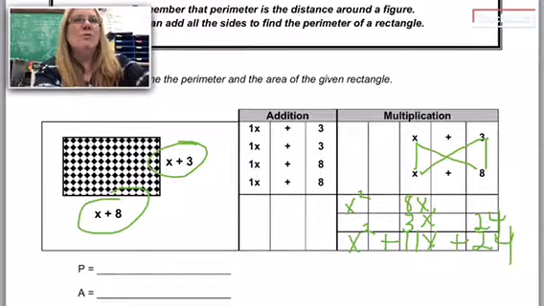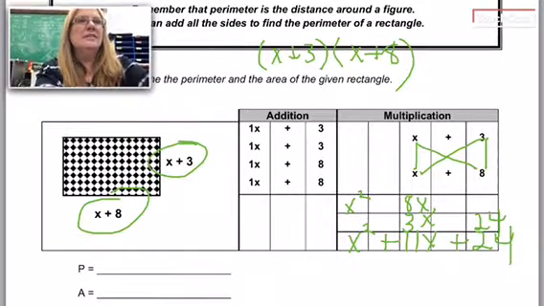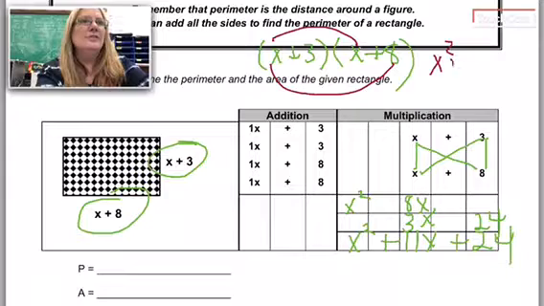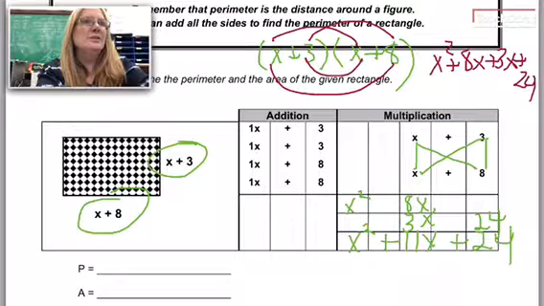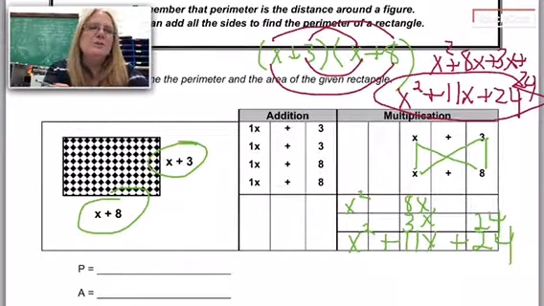Or again, use the FOIL method, which would be x plus 3 times x plus 8. First you get x squared, outer you get 8x, inner you get 3x, and then last 8 times 3 is 24, and then combine those middle two terms and you get x squared plus 11x plus 24. So the big idea is when you're multiplying binomials, you're either going to have to use the distributive property or FOIL.